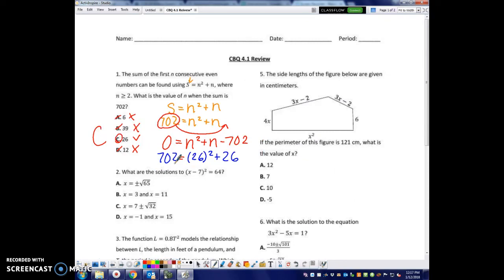All right, number 2. What are the solutions to this? Okay, so I always like to rewrite it. We need to find the solutions. So everything needs to be on the same side. So we need to move this 64 over here. Remember, when it crosses the equal sign, what happens to it? It now becomes negative.